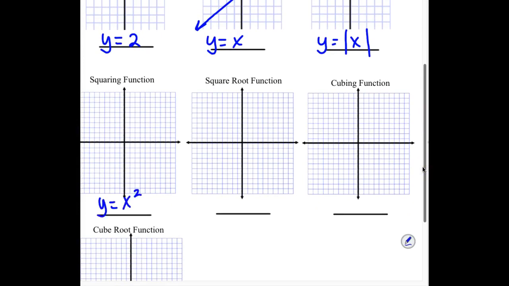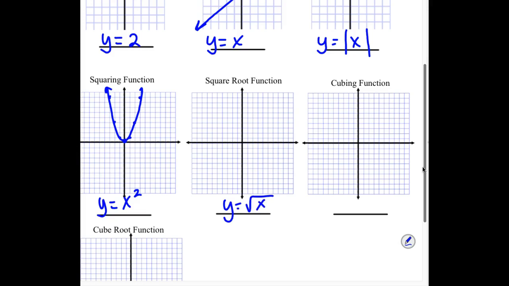Okay, give me some points on our basic parent function, y equals x squared. 0, 0 again. 1, 1. 2, 4. 3, 9. Yes? How about the other side? Okay, just the mirror image, yes? So it should be symmetric to the y-axis. Okay, basic squaring function. How about square root?